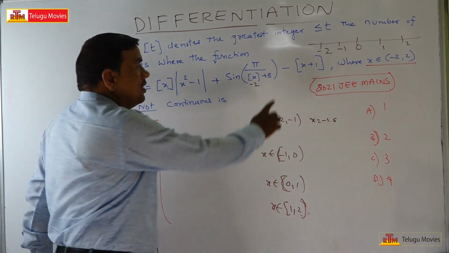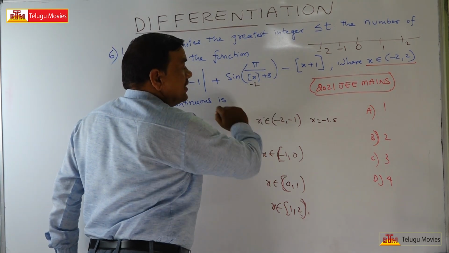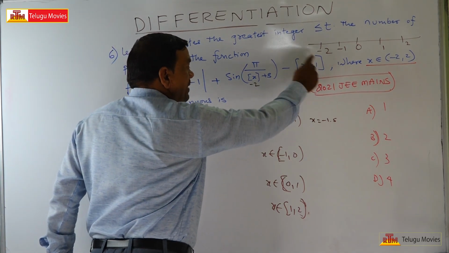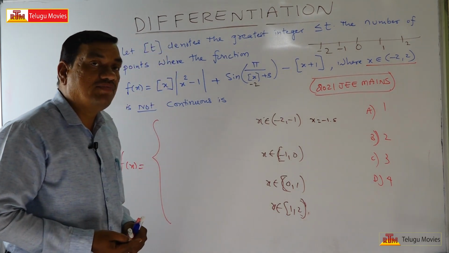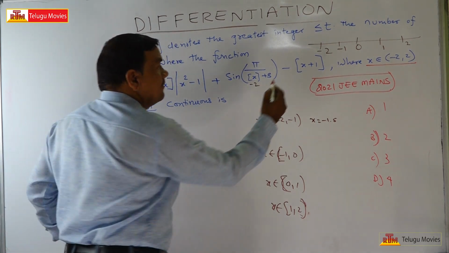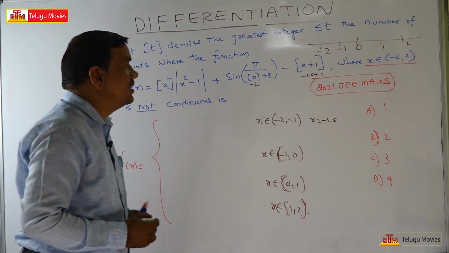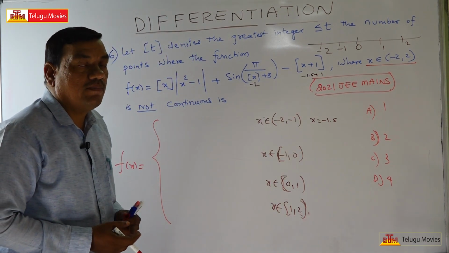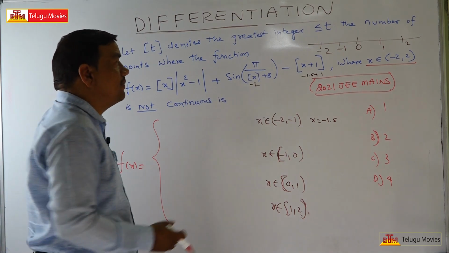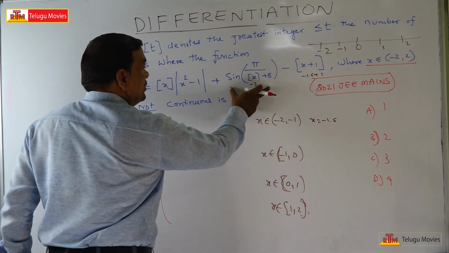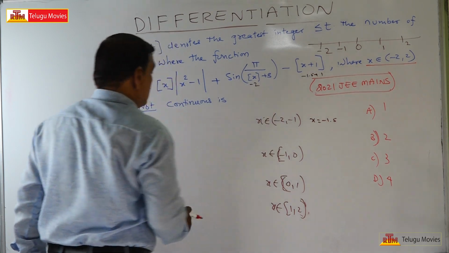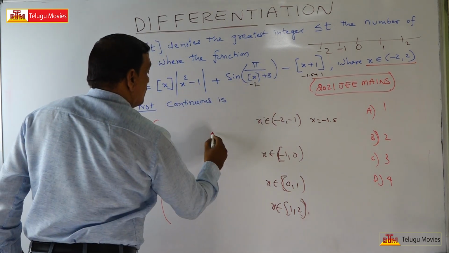Now substitute -1.5 here, -1.5 plus 1. -1.5 plus 1 means how much? -0.5. Step of -0.5 is how much? -1. So this value is 0, this value is -1. So here you got -1.